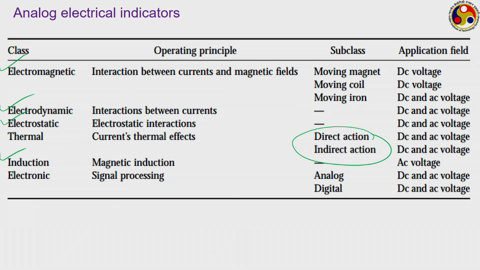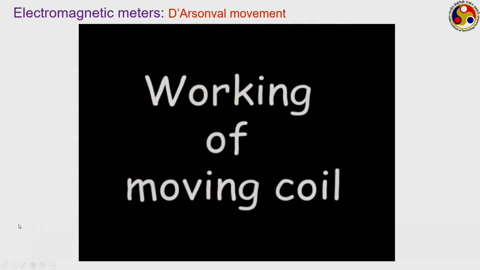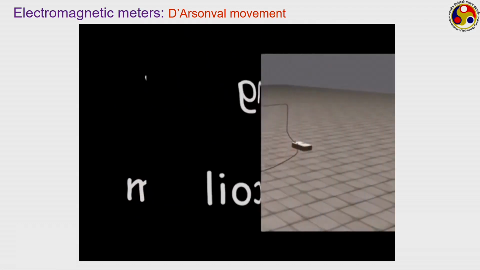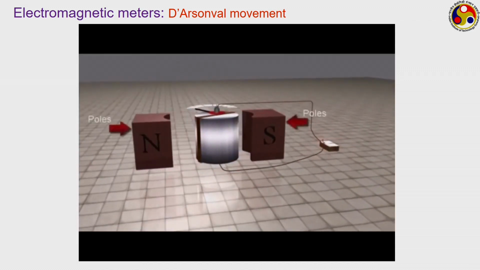Let us just quickly touch upon the electromagnetic meters. For electromagnetic meters, the basic operating principle is based upon the d'Arsonval movement. And what is that? Let us quickly see this YouTube video. In the case of a d'Arsonval movement, as in any electromagnetic case, we have an interaction between a magnetic field and current.